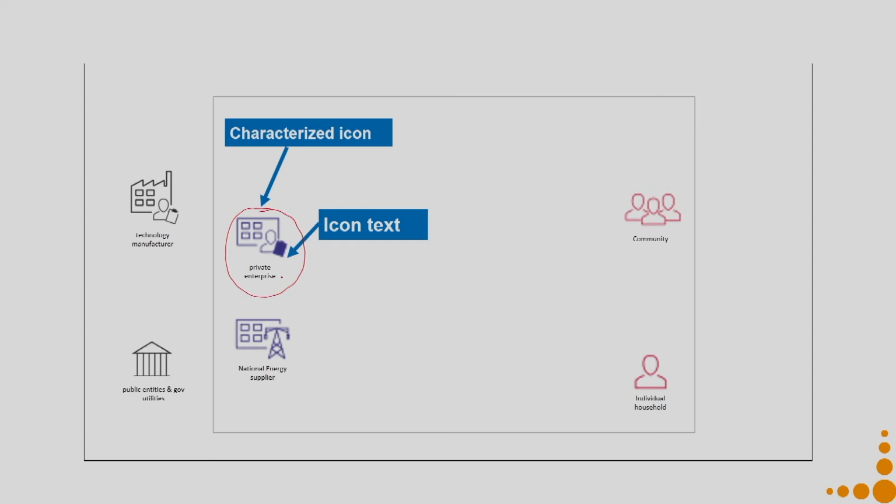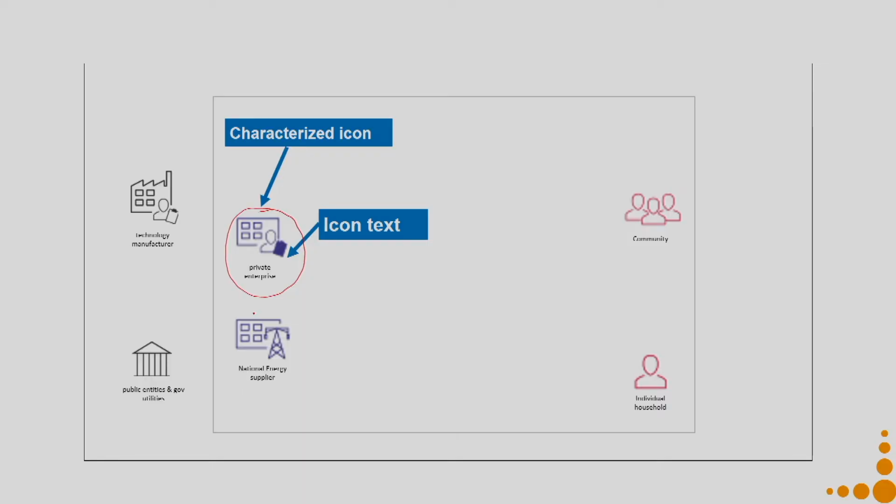Now, in this particular context, I can keep changing the name. So, Fresh is a private enterprise. I write Fresh over there, but the icon remains the same. What I come to understand is, okay, these are all private enterprises, which is different from a government enterprise. So you have a characterizing icon and you have an icon text.